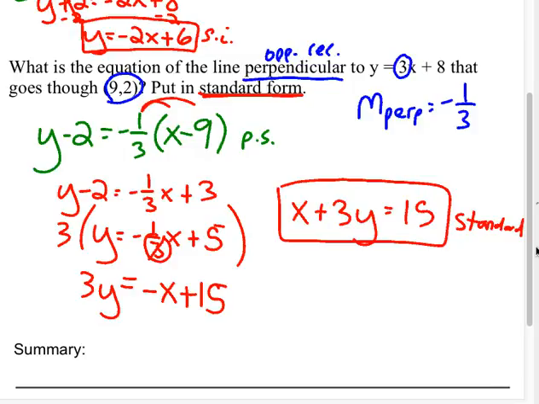Okay, so again, the things to watch for are the language parallel versus perpendicular and what form you want your answer in. Slope intercept, point slope, or standard form.